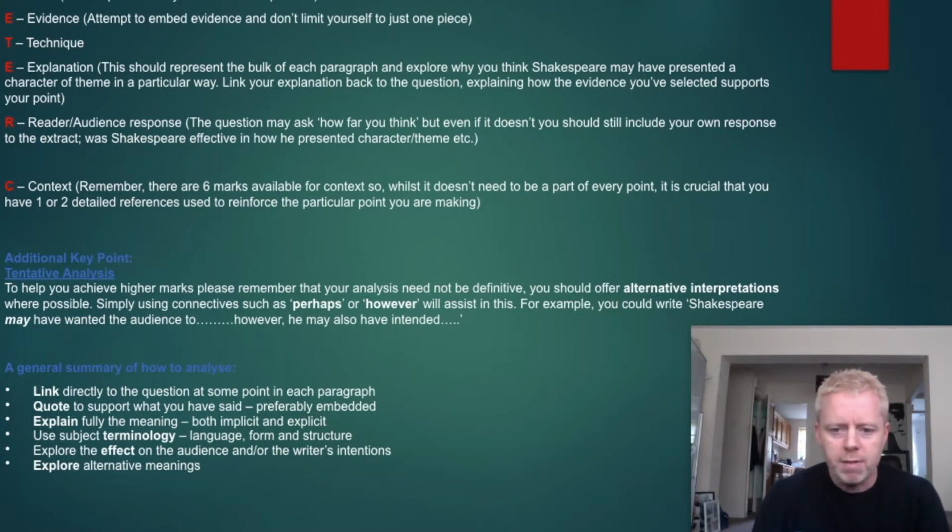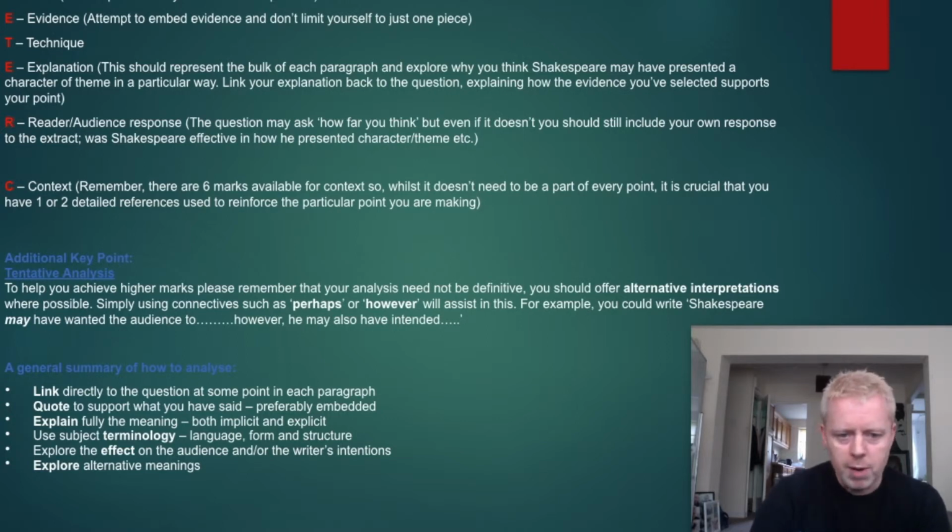We don't know definitively what Shakespeare's intentions were. We're offering interpretations, suggestions, inferences. So simply using words like perhaps, or could, or implies, suggests, or however, these little connectives, they show the examiner that you're offering interpretations and alternative interpretations, or multiple interpretations, and that's key to that top band.